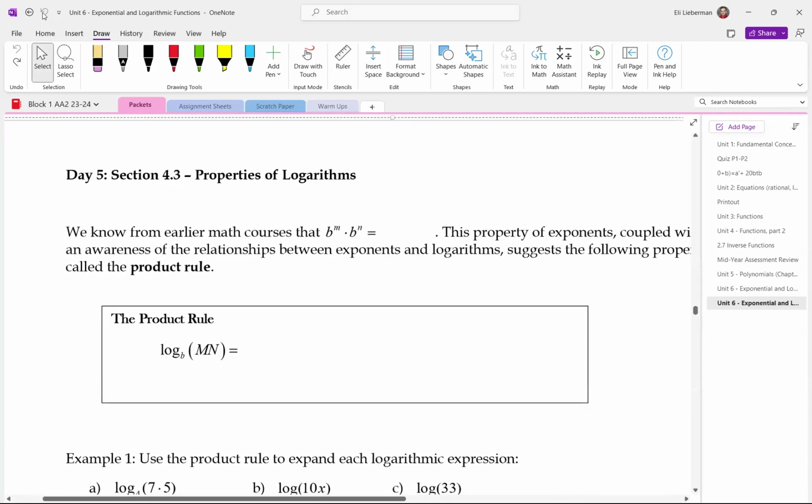Are we on day 5? This is day 5, isn't it? Right. And day 4 was natural logarithms, logarithms with e. LN, yes.